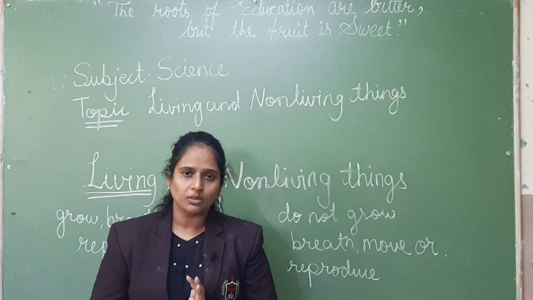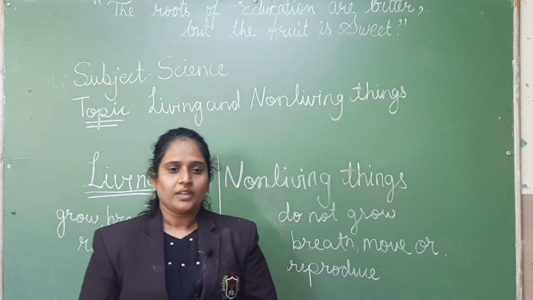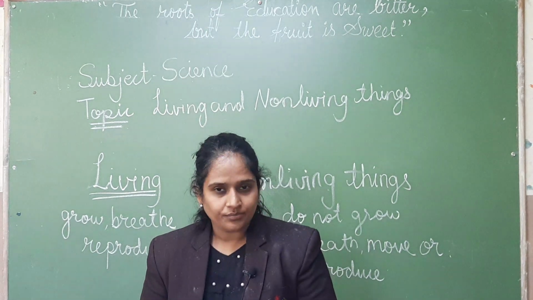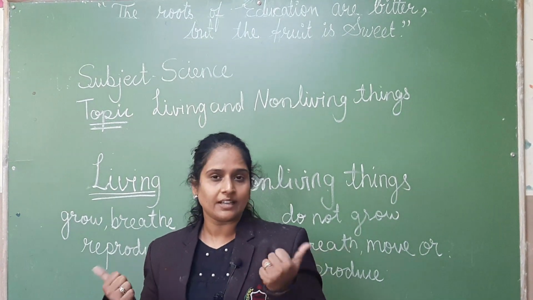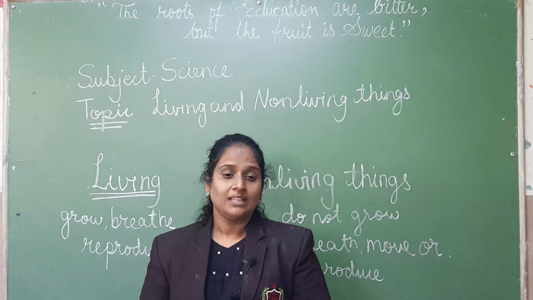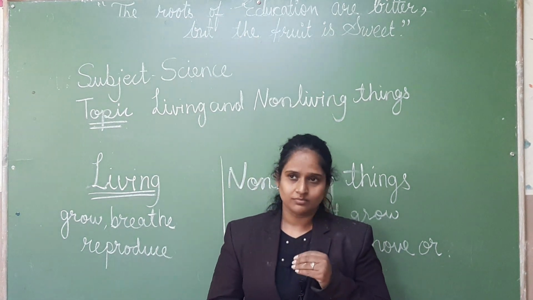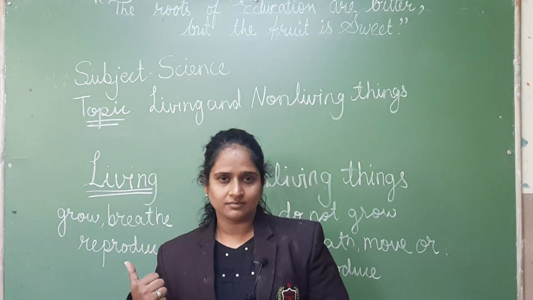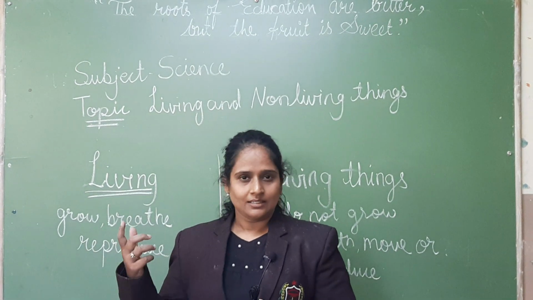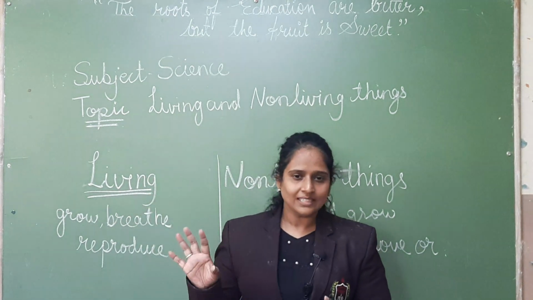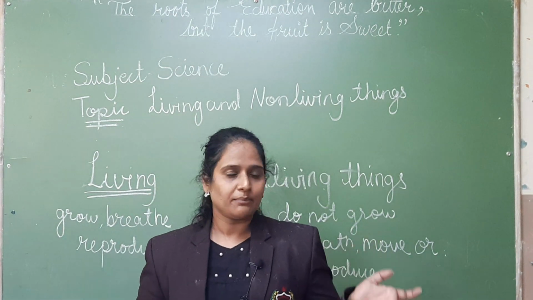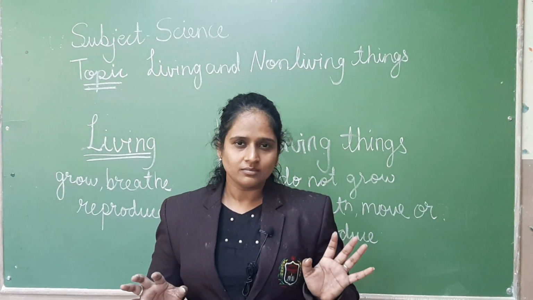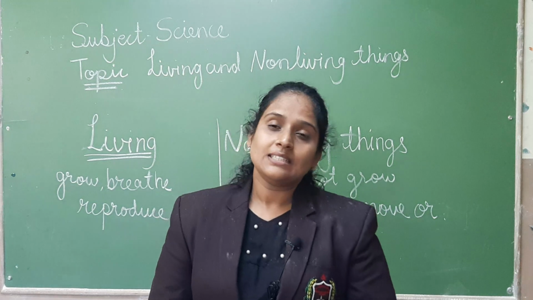I'll tell you more about the differences. Living things can move on their own. Non-living things cannot move on their own. Living things need food. If we take the example of a plant, they need water, they need sunlight. That is their food. But if you have a table, chair, or fan around you, do they need any food? No.